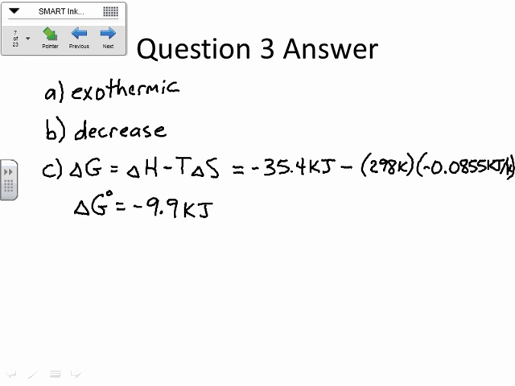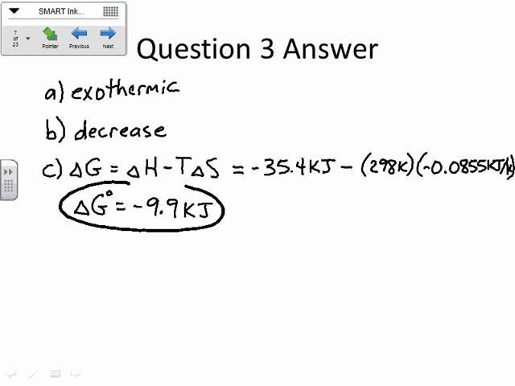And the reason I rounded to 9.9 is because we're doing a subtraction here between the delta H and the T delta S. The delta H only has one place after the decimal, so when you're doing a subtraction, you would have to round to one place after the decimal. Again, not a huge deal, but you got to kind of watch out for the sig figs, just so you're not off by more than one.